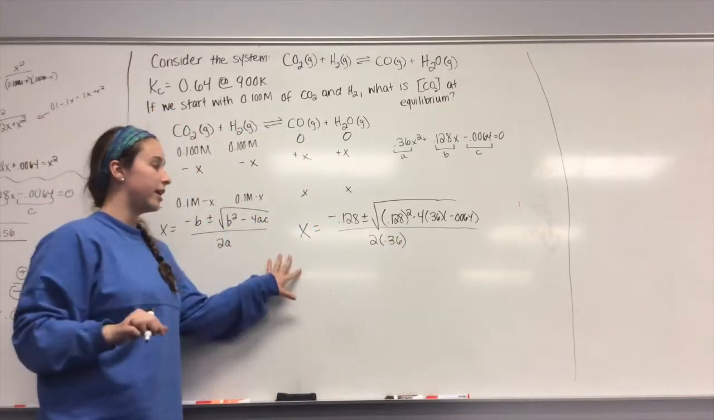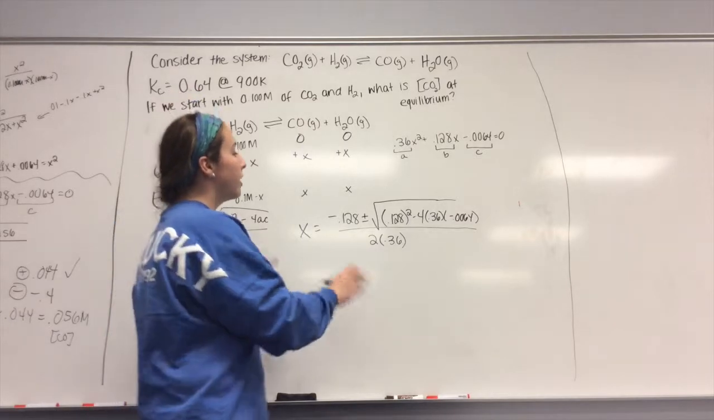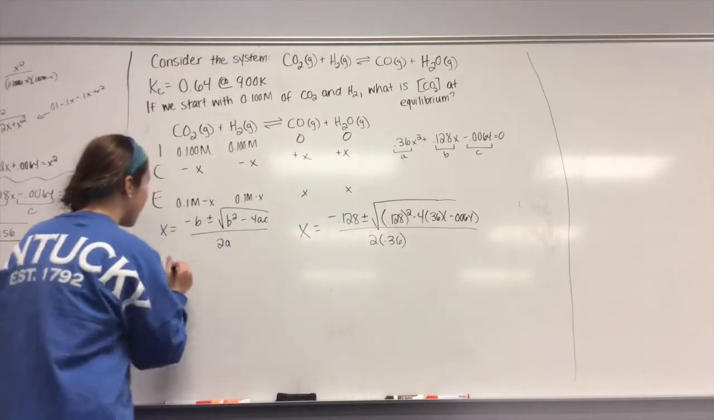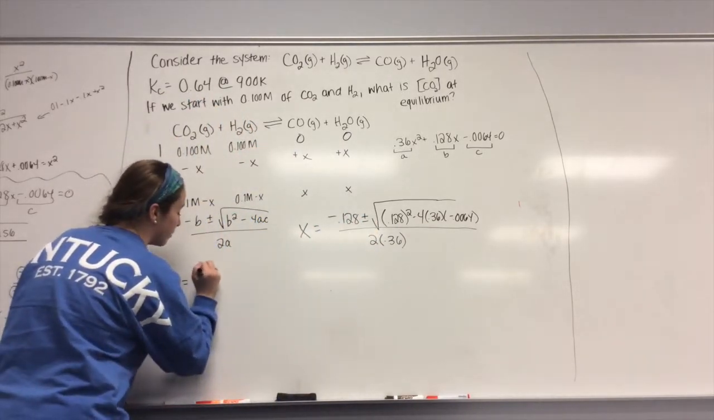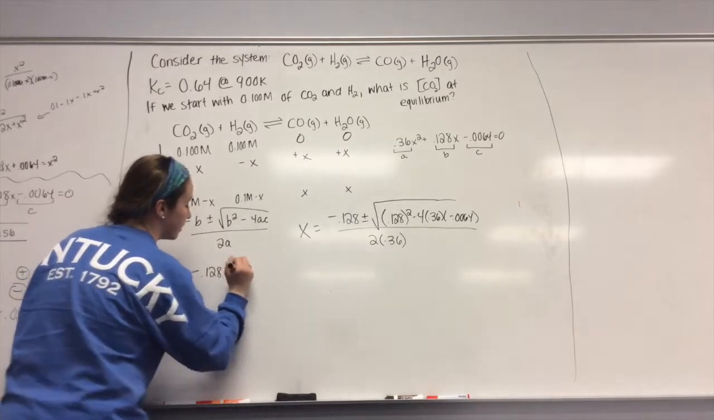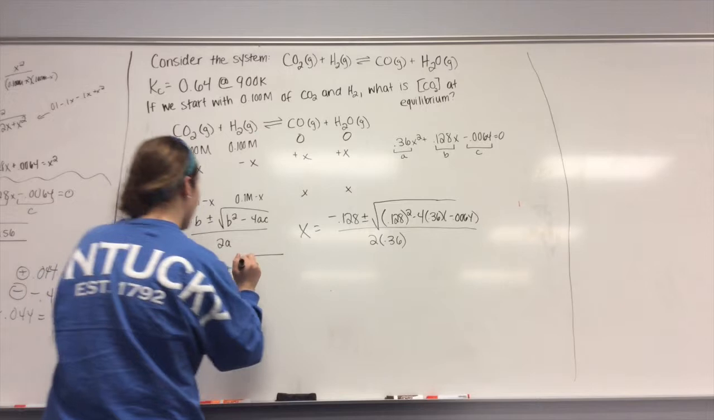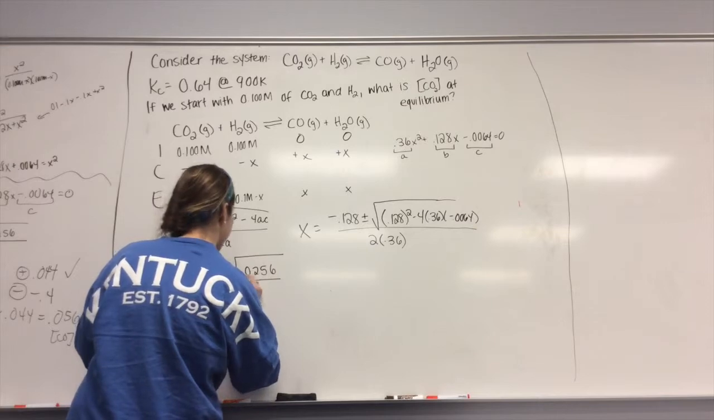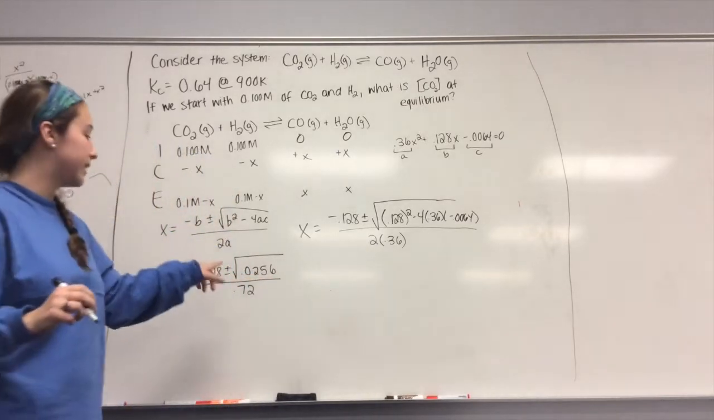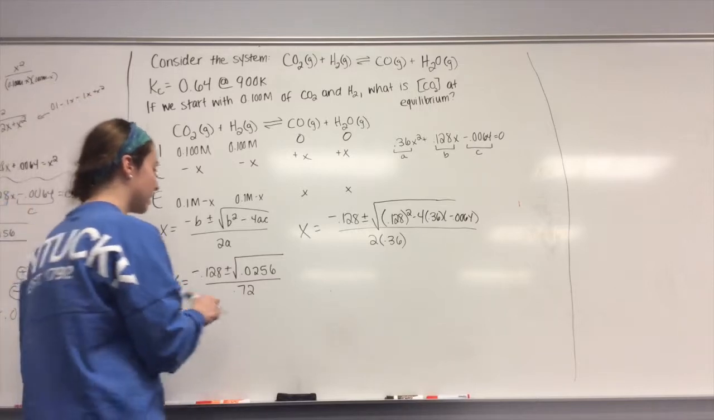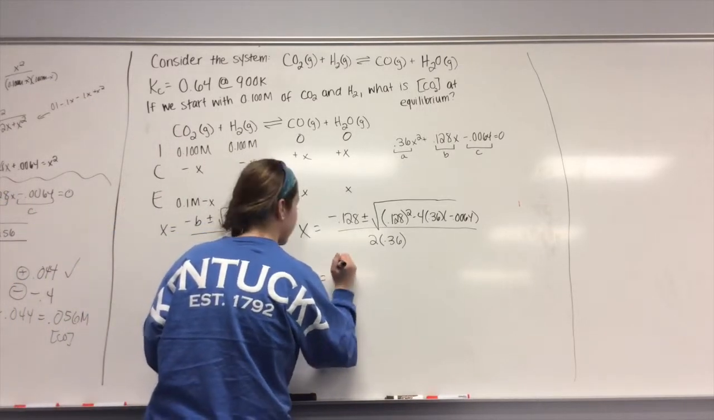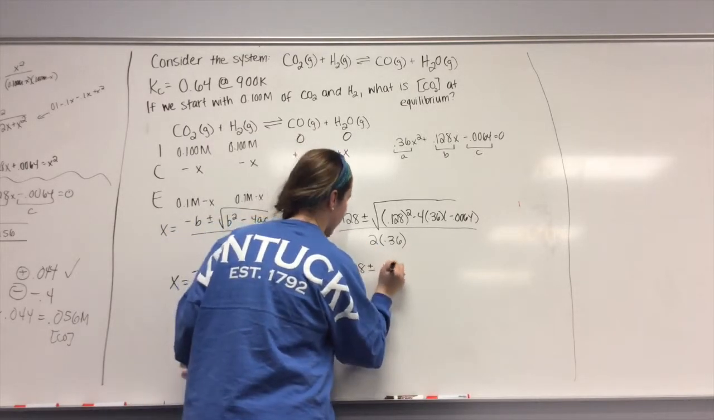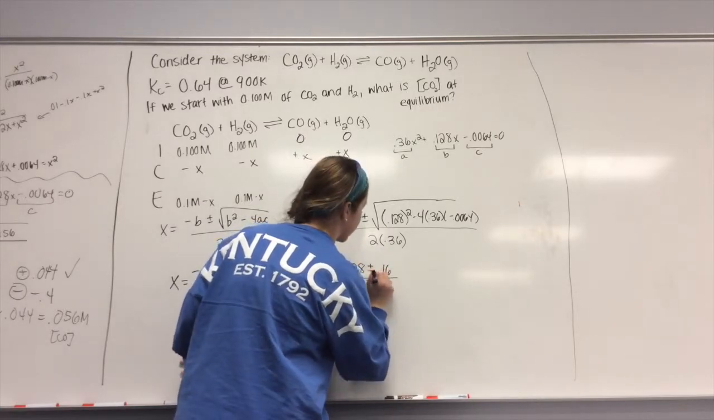So my next step in simplifying this and solving for x is just to multiply anything that can be multiplied, and then I'm going to subtract my values underneath my radical. And that gives me x is equal to negative 0.128 plus or minus the square root of 0.0256 over 0.72. My next step is taking the square root of 0.0256. And so that will give me x is equal to negative 0.128 plus or minus 0.16 all over 0.72.